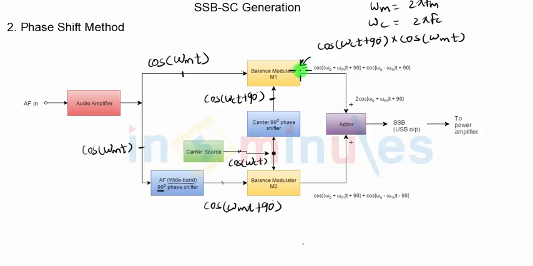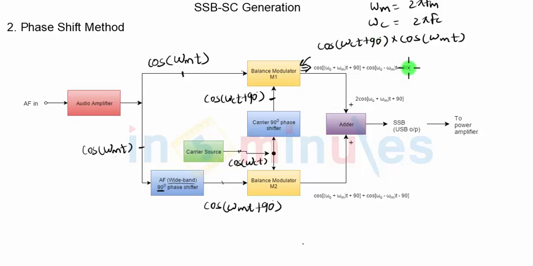If you neglect that half part, then your output will be cos(ωc t + 90 + ωm t), which makes it cos((ωc + ωm)t + 90), which is the a plus b form. And the second will be the cos(a − b) form. A minus b will give you (ωc − ωm)t + 90, where the 90 will remain as it is. So that's the output of the first balance modulator.